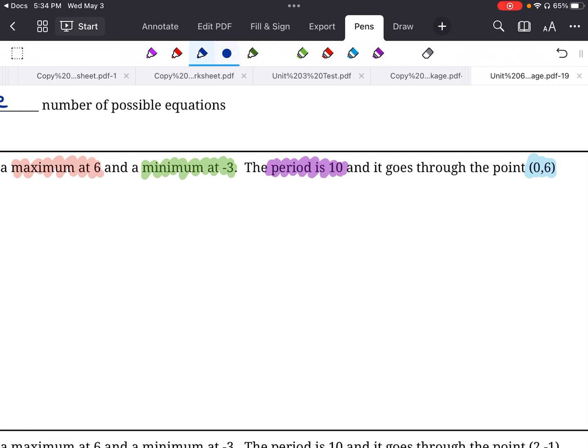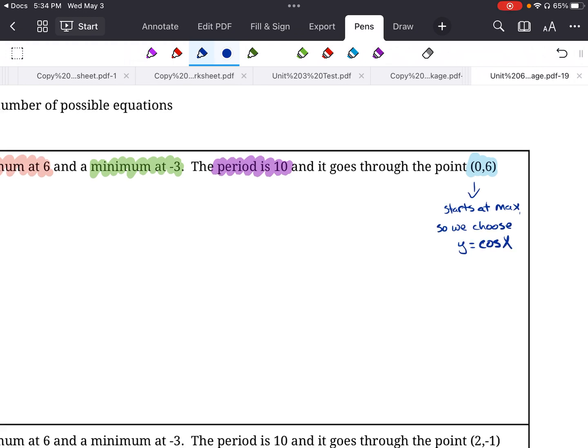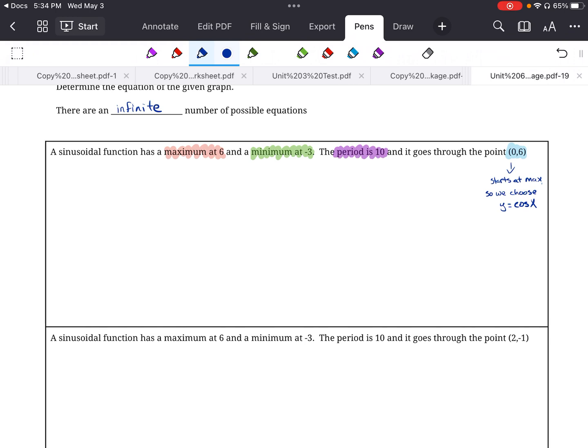Because the maximum is 6 and it starts at 6, it's telling us that it starts at the maximum. So the parent function we would choose is cos x, because cos x starts at the maximum. Okay, our a value, the amplitude, we find by our maximum minus our minimum divided by 2, and 9 divided by 2 is 4.5.